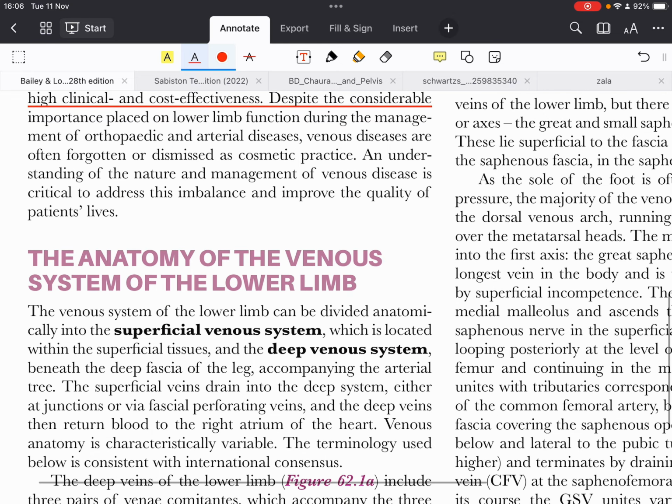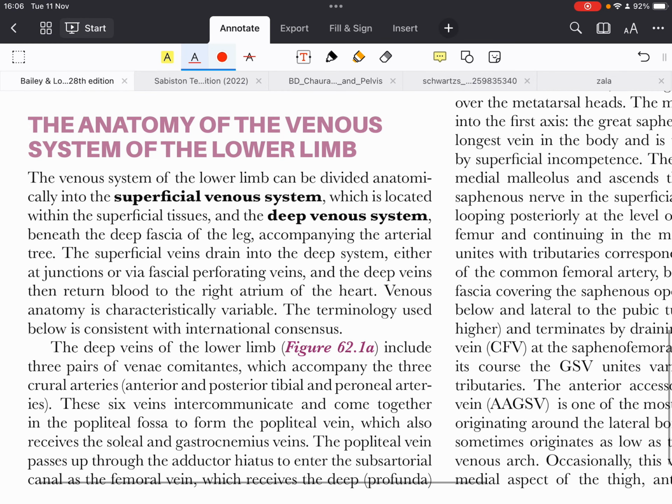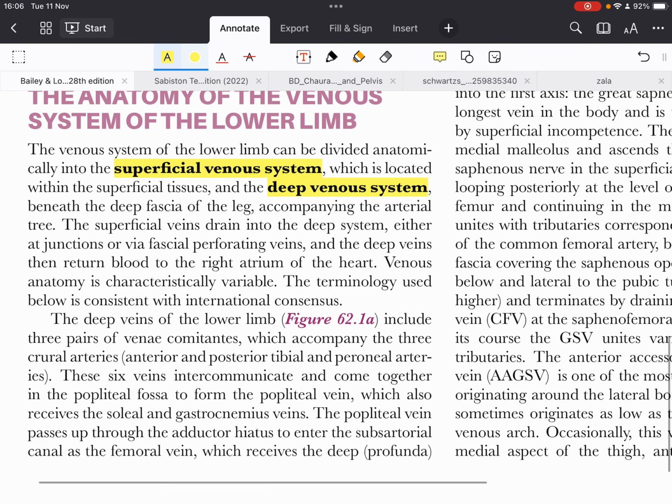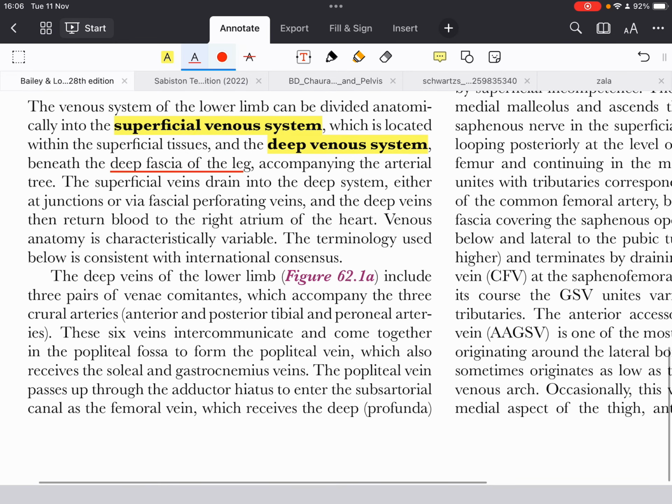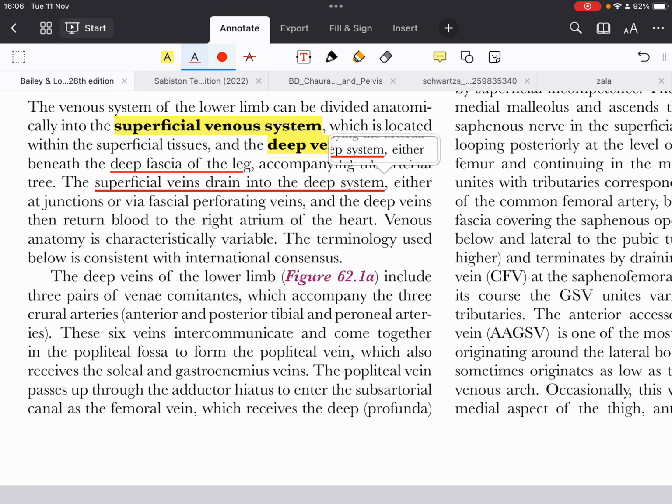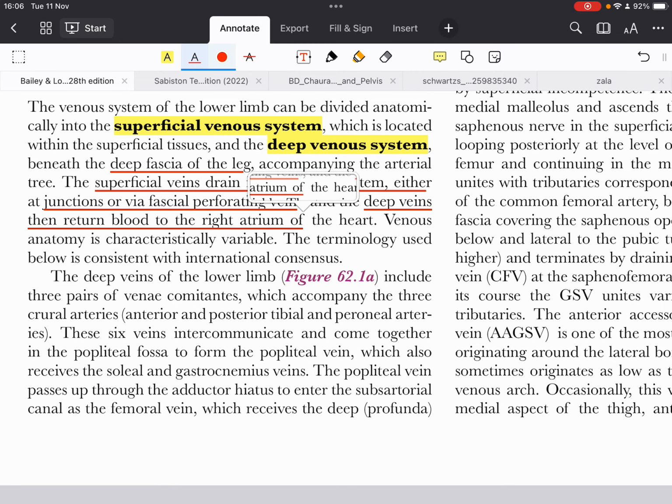of patients' lives. The anatomy of the venous system of the lower limb. The venous system of the lower limb can be divided anatomically into the superficial venous system and the deep venous system. Beneath the deep fascia of the leg lies the deep vein system, accompanying the arterial tree. The superficial veins drain into the deep venous system either at junctions or via fascial perforating veins, and the deep veins then return blood to the right atrium of the heart. Venous anatomy is characteristically variable. The terminology used below is consistent with international consensus.